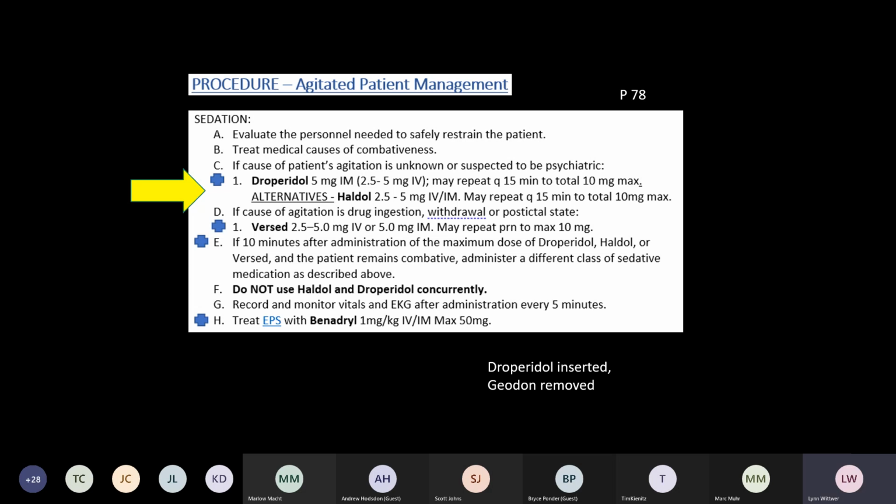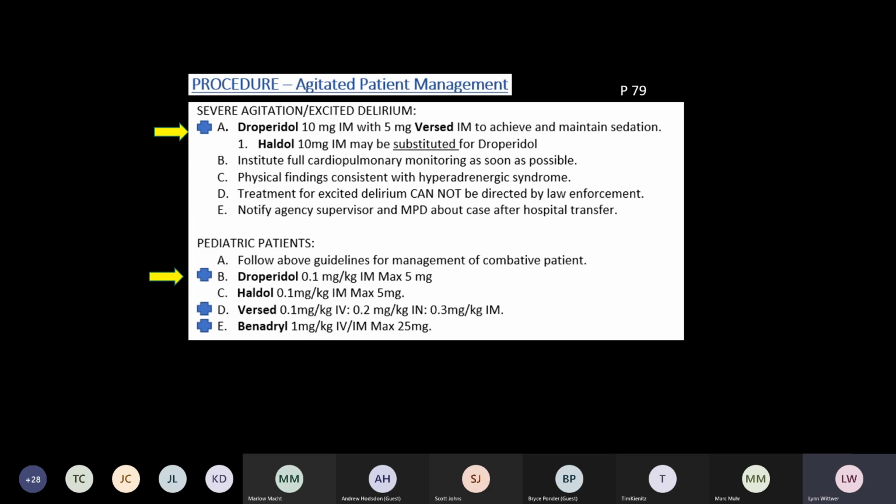You notice we've dropped out Geodon. It's a slow-acting drug. It takes a lot of it. You can only give it IM, can't give it IV. There's no need, as long as we have Peridol and Haldol, there's no need to be carrying that. It's a little bit more expensive too. But you can obviously work it out of the system by letting it expire.